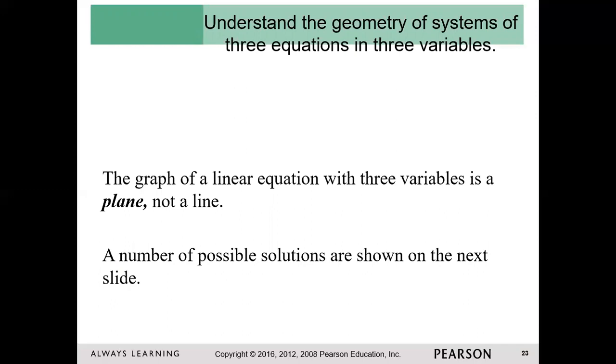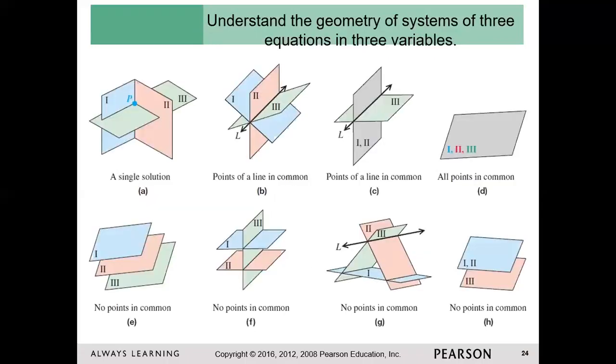All right. The number of possible solutions are shown in the next slide, and there are many of them. We are going to focus on just one of them, and I'll show you which one that is in a second. So we are going to focus on this one, where we actually get a single solution, where the intersection of these planes is a point.